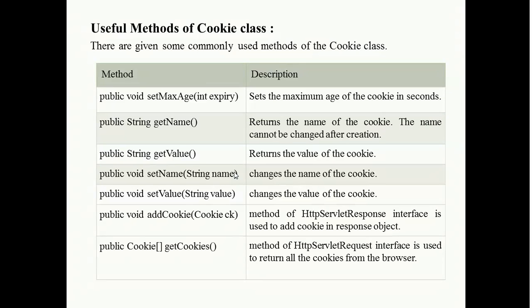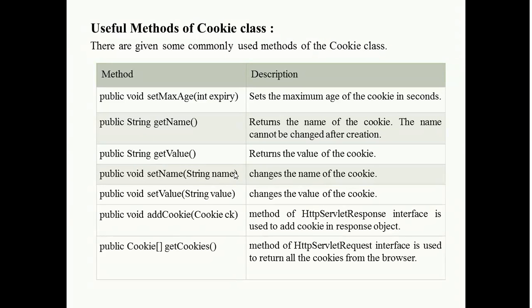Next method is public void addCookie having argument Cookie ck. This method is in the HttpServletResponse interface and is used to add the cookie in the response object. So addCookie method is used in the HttpServletResponse interface, and its use is to add the cookie in the response object.